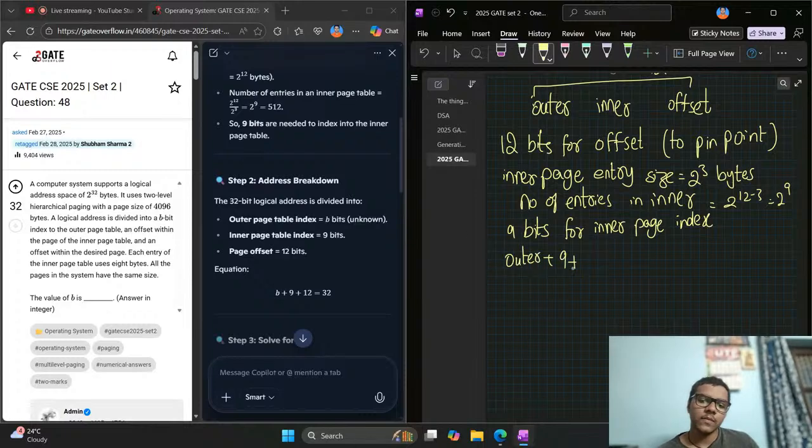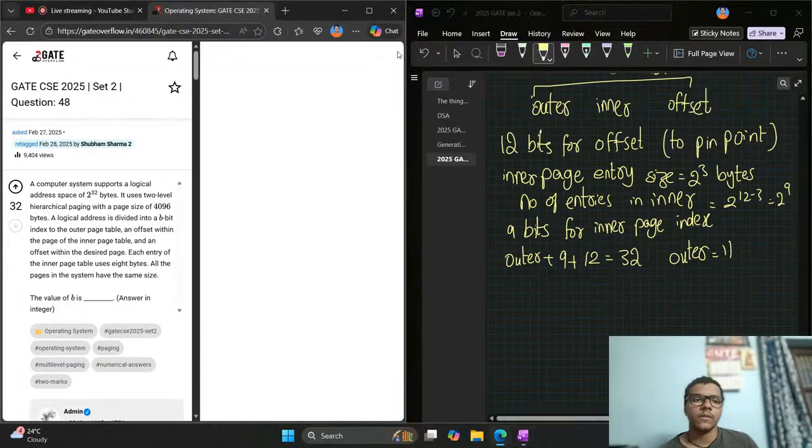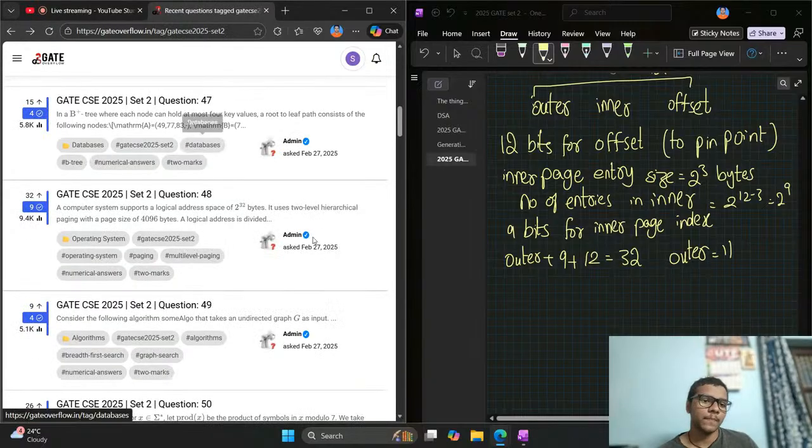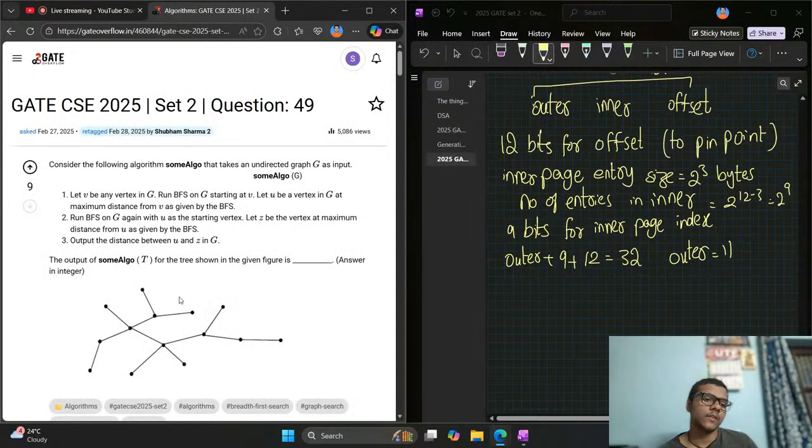Everything adds up to 32. Outer plus 9 plus what is offset length? Offset is 12, equals 32. So 20 minus 9, outer is 11. That's it. It is as simple as that. It is simple if you know the concept. If you don't know the concept, then you cannot do anything.